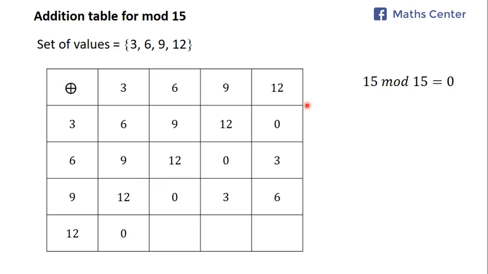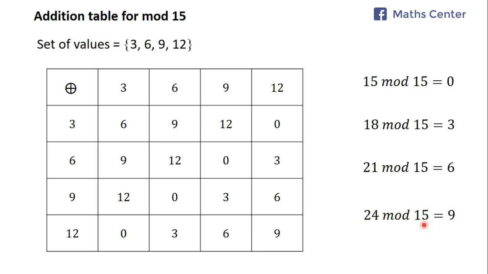12 plus 3 is 15. 15 mod 15 is 0. 12 plus 6 is 18. 18 mod 15 is 3. 12 plus 9 is 21. 21 mod 15 is 6. And finally, 12 plus 12 is 24. 24 mod 15 is 9, because 24 divided by 15 will give us 1 remainder 9, or 24 minus 15 will give us 9, which is less than the modulus. So 24 mod 15 is 9.